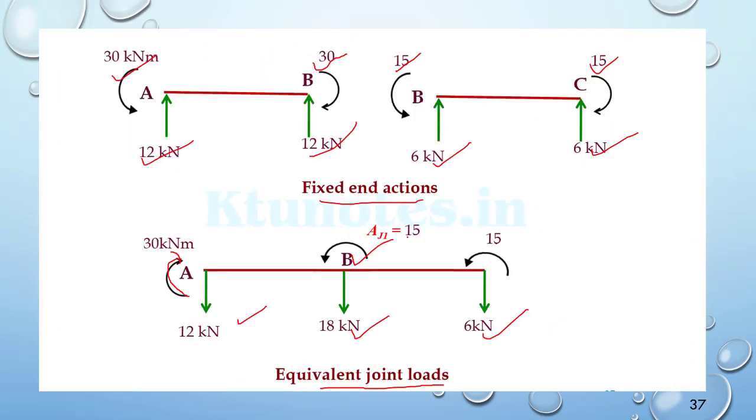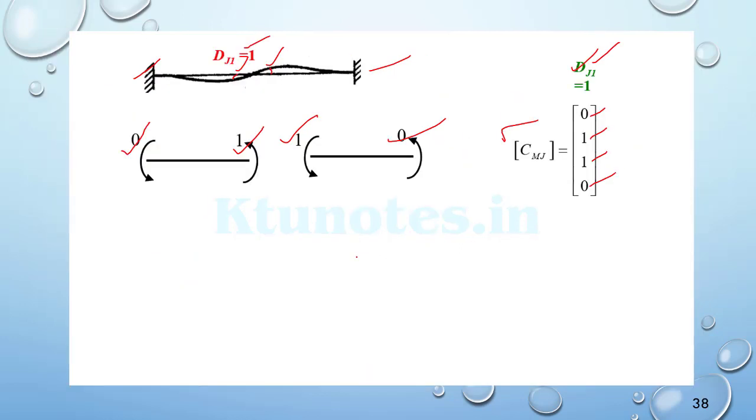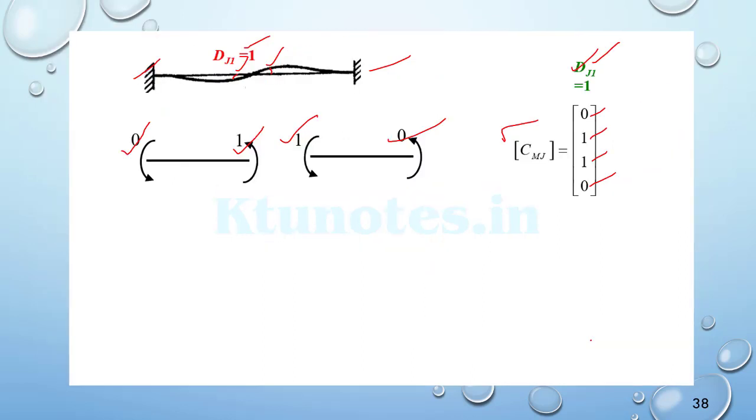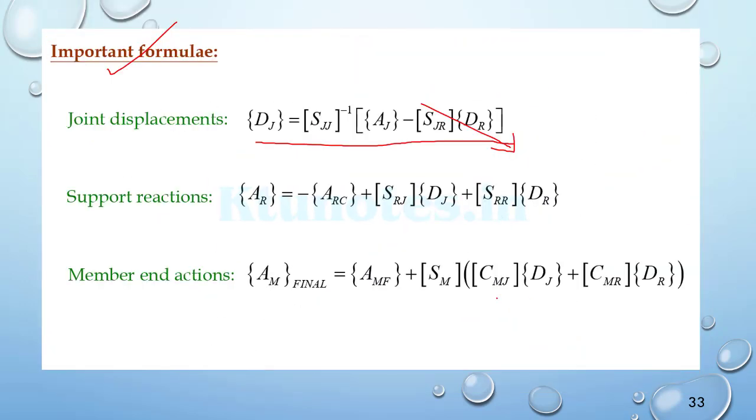So the aj is the fixed moment acting at the joint B, hence the inverse of the sjj will be 5 by 4a, then into aj will be there. The aj will give you 15 and the value will be 18.75 by EI, which is the rotation at the point B, which will be equal both at the left side and the right side. So we found the first one, the joint displacement.